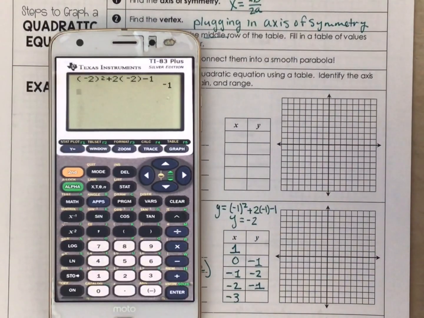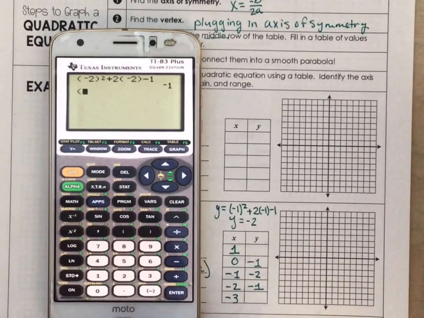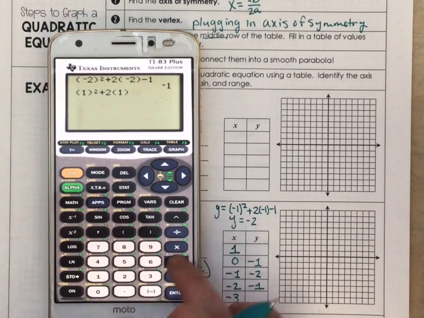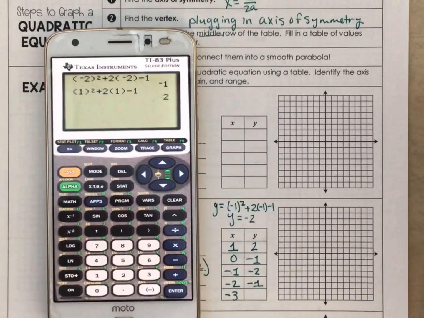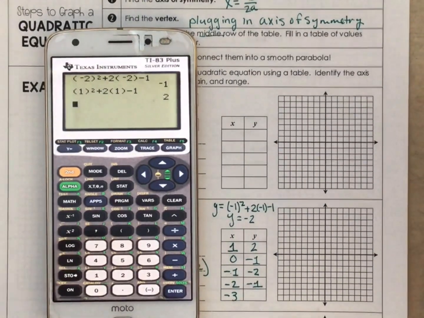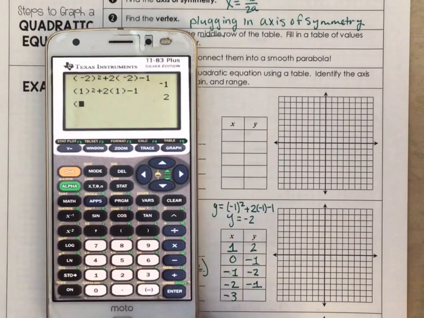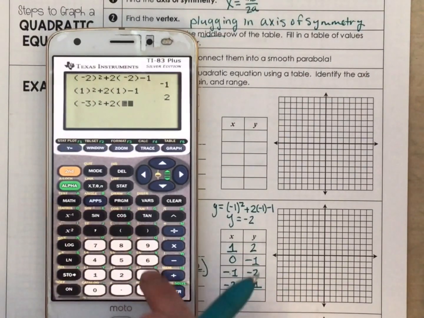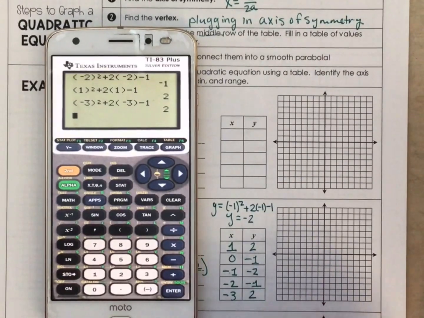Well, maybe a pattern, maybe not. Let's try 1 and negative 3 and see what we get. So if I do the same thing, when I type in 1 squared plus 2 times 1 minus 1, I get 2. I want to try the same thing and see what happens when I plug in negative 3. So negative 3 squared plus 2 times negative 3 minus 1. I also got 2.